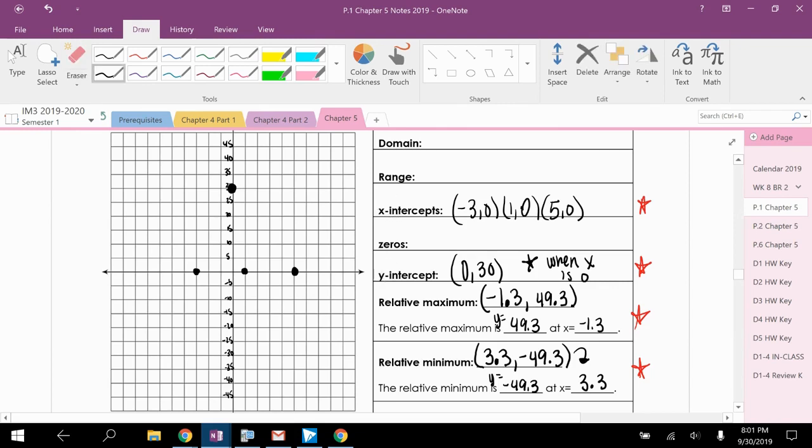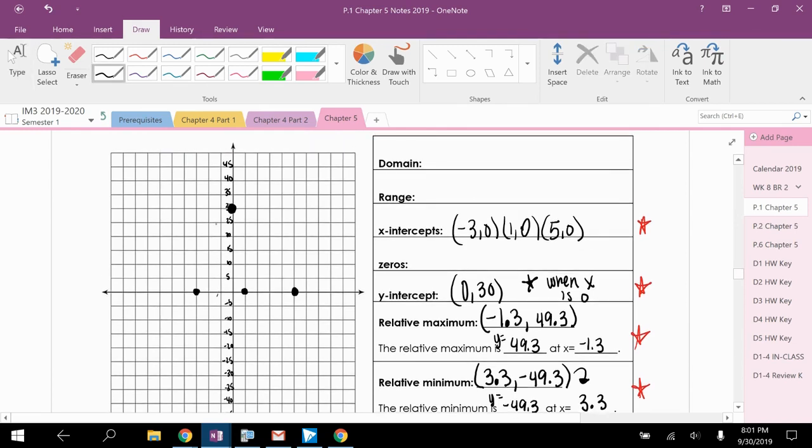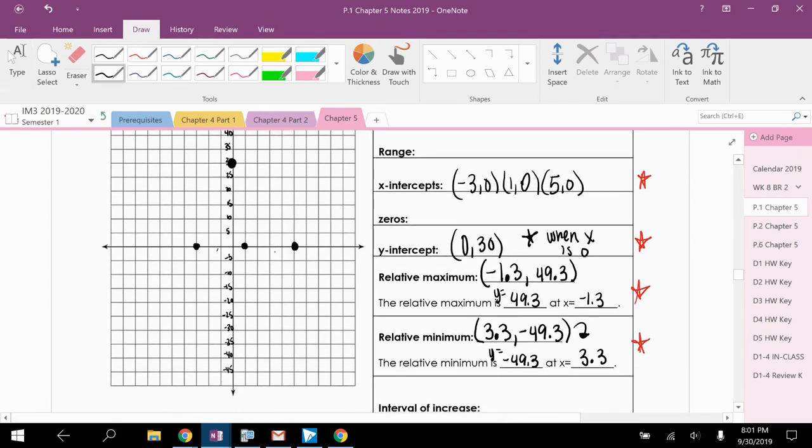And now let's graph our relative max. So negative 1.3, so maybe somewhere around there. And then up 49.3. So I'm going to come all the way up to 49, which is probably all the way up here somewhere. And then now we're going to get our relative min on the graph. So 3.3, so 1, 2, 3.3, down 49.3. So I'm going to go 1, 2, 3, down all the way, maybe somewhere around here. Again, it does not have to be perfect.